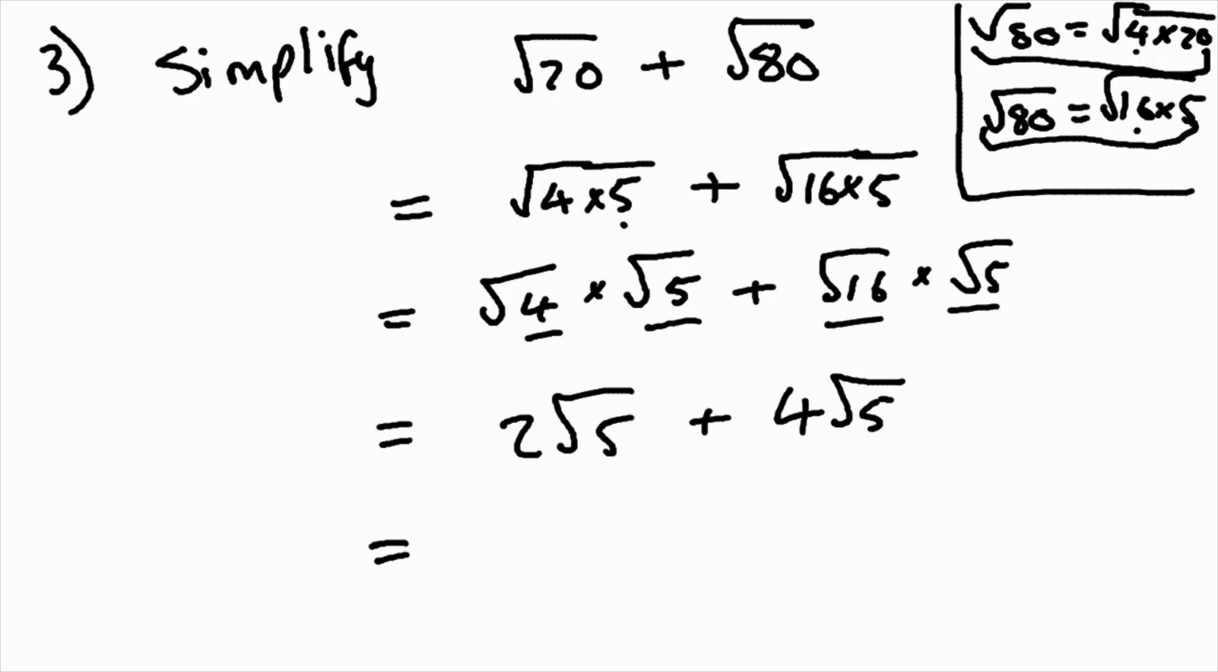But we're not done yet, because if you've got two lots of something, and you're adding 4 lots of something, you've got 6 lots of those something. And in this case, our something is square root of 5.